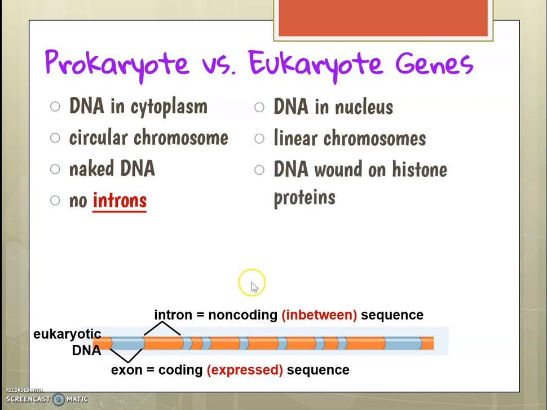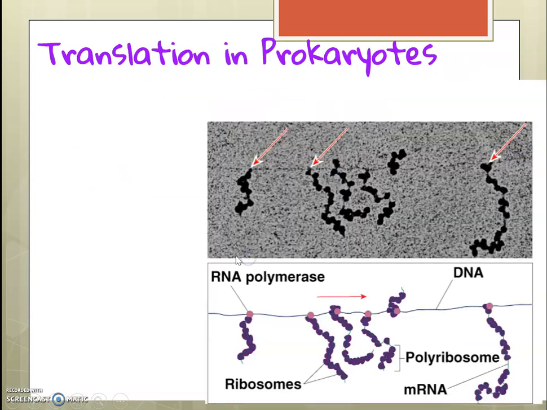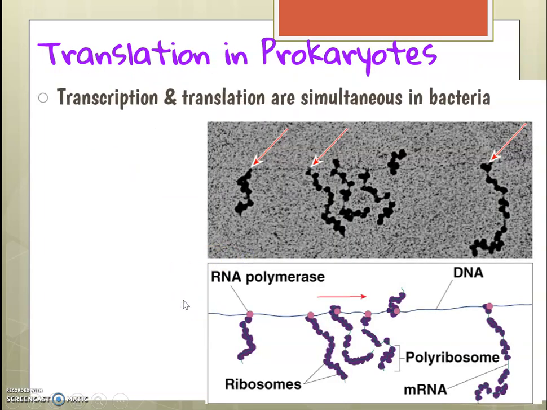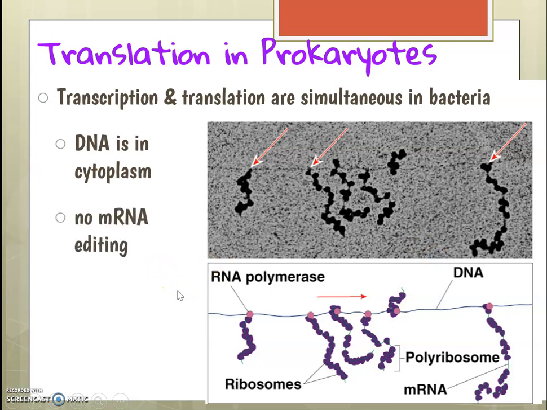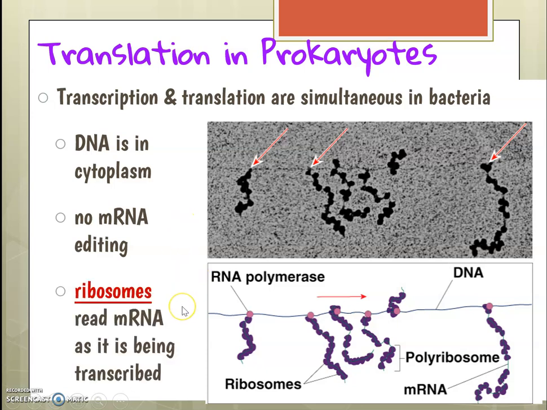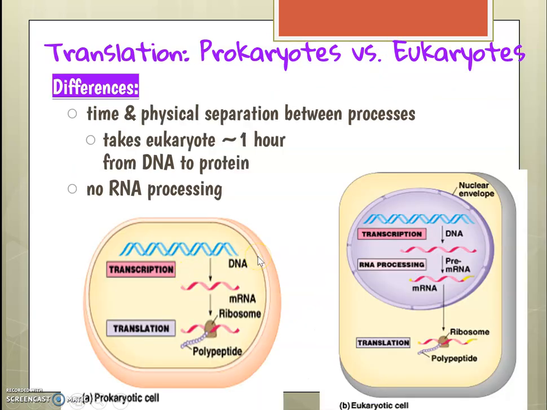Whereas eukaryotes have their DNA in the nucleus. Their chromosomes are linear, and it's wound up on histone proteins, and they have introns and exons. So for prokaryotes, transcription and translation are simultaneous, okay? So they happen at the same time. So you can kind of see that the DNA is in the cytoplasm. There's no mRNA editing, okay? So the ribosomes read the mRNA as it's being transcribed. So as it's being transcribed, they basically translate at the same time.